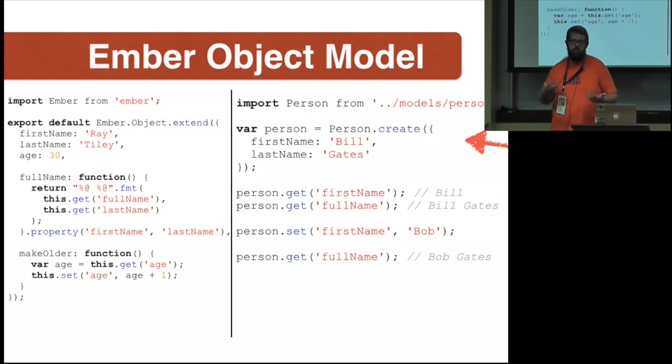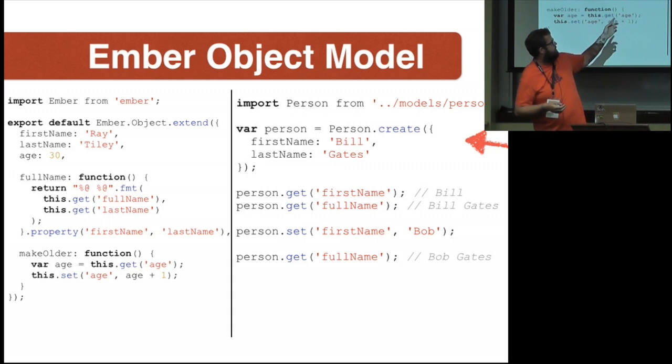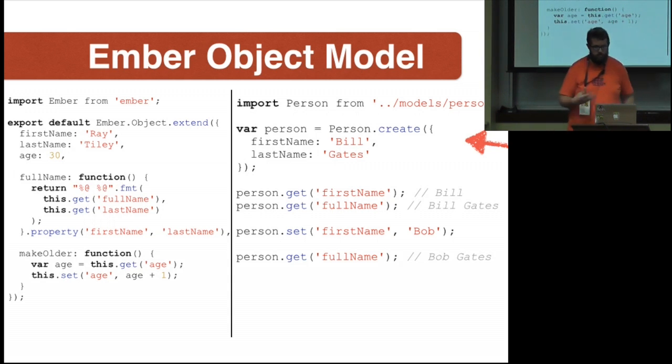Same thing with create. I can also supply some properties while I'm creating the object. Then you can see that overrode. By setting first name Bill, I don't have to set it later. It's already Bill. It doesn't take on Ray. So you can pass properties in as you're creating objects.